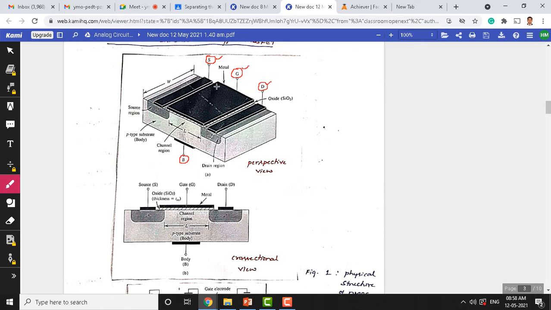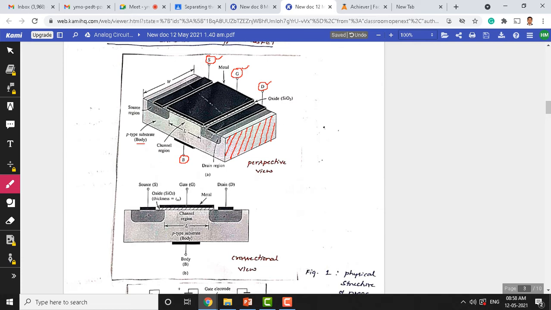The gate region you can see here is made up of a metal region. At the bottom you can see there is a substrate. This is the substrate region, and since we are discussing the N-channel enhancement type MOSFET, the substrate is going to be a P-type substrate, which we call the body. So this is the body, the P-type substrate.